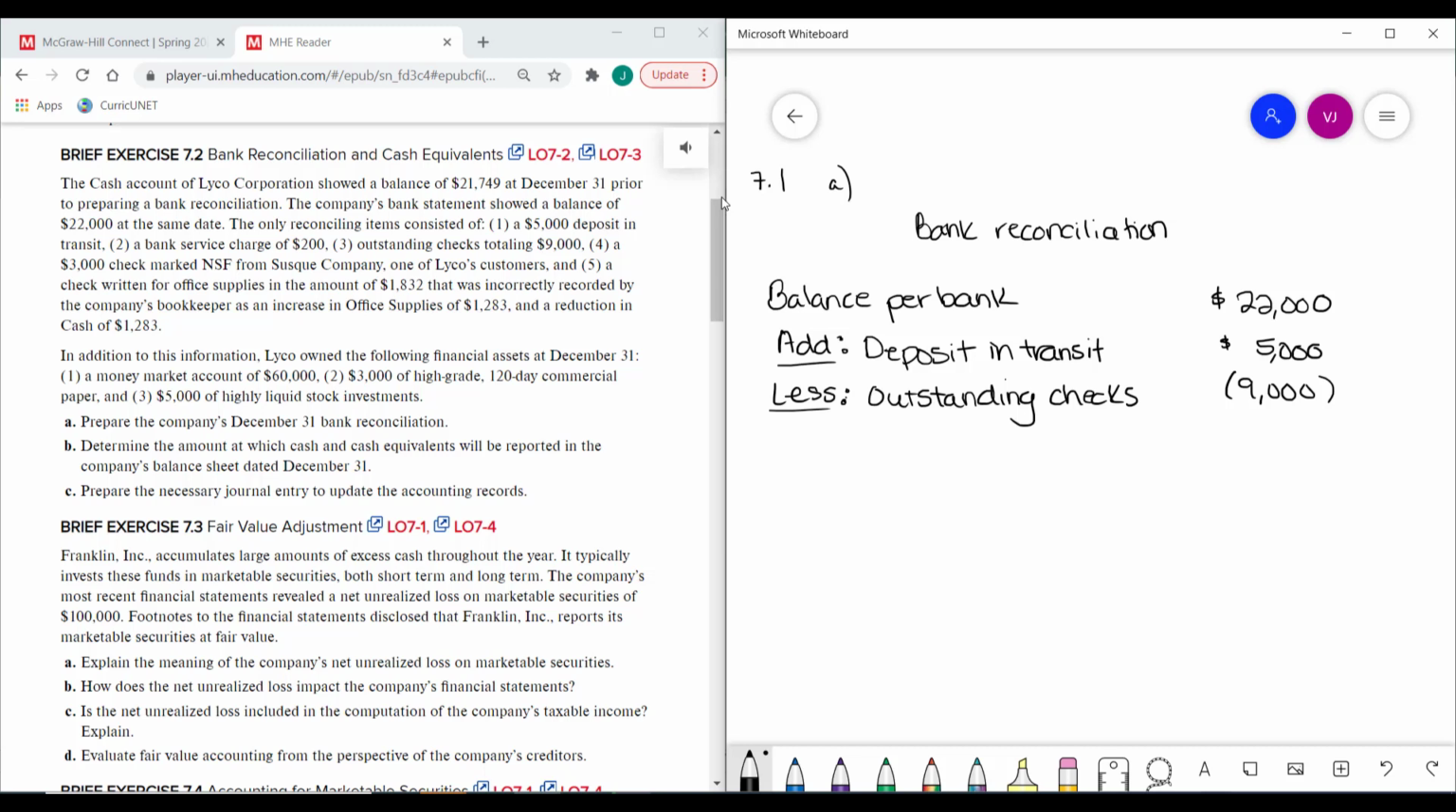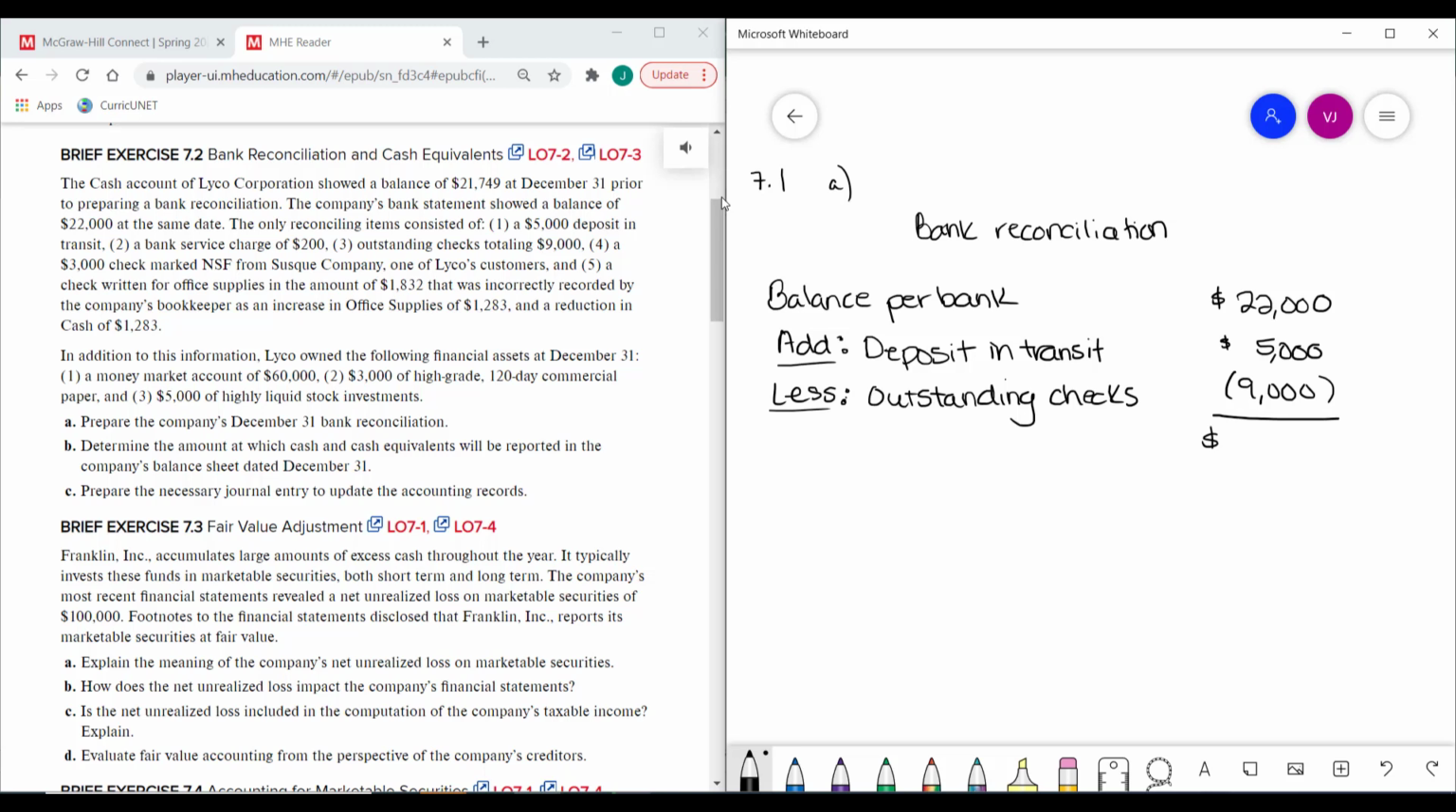So the other thing: there was an NSF check, a $3,000 check marked NSF. That's another way of saying a check has bounced, right? Well, when a check bounces, the bank knows, right? So we don't have to adjust that on the bank's end. They're the ones that know first. And it says we wrote a check for an amount of $1,832, but we recorded it incorrectly on our books. So that's not something we need to adjust on the bank's end. So that's pretty much it for the bank side of things.